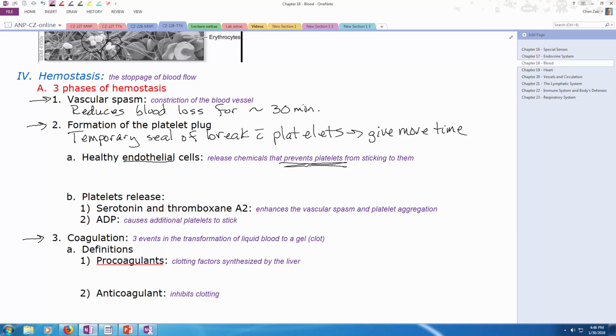And when you are cut across, what's important is you are then damaged. Damaged cells can't release this.